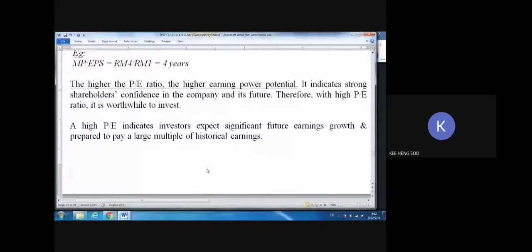High PE ratio, the investor expects significant future earnings. Why? Otherwise, you buy shares at a high price. Why would you buy at a high price? Because you assume that in the future the company will make a lot of profit. They accept the fact that the company will pay more earnings in the future.